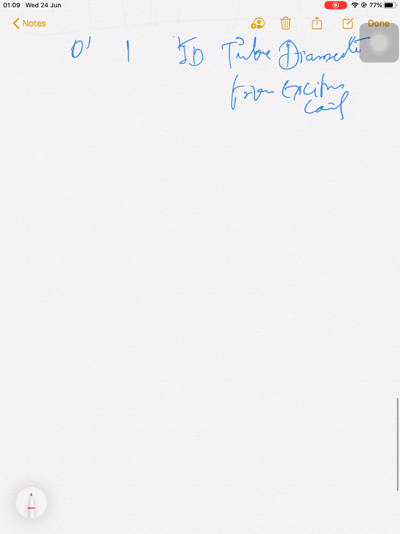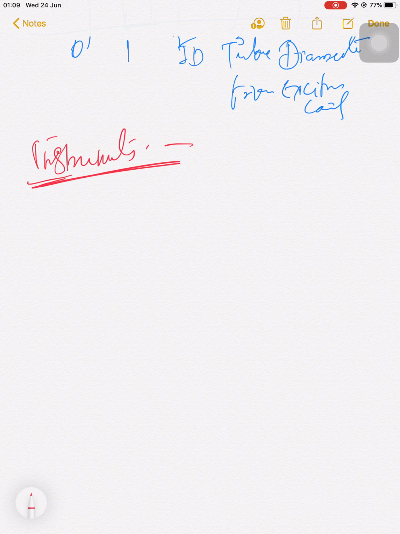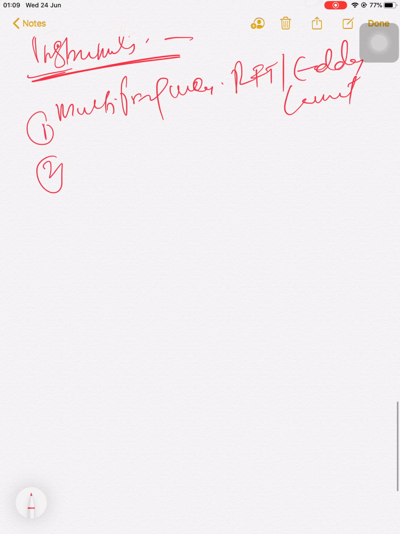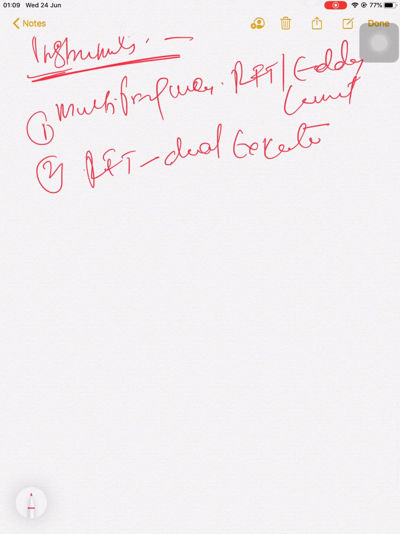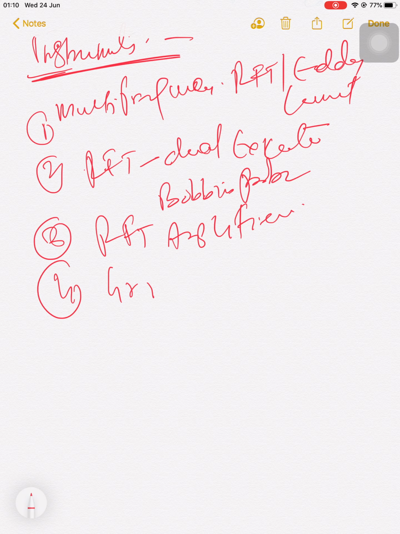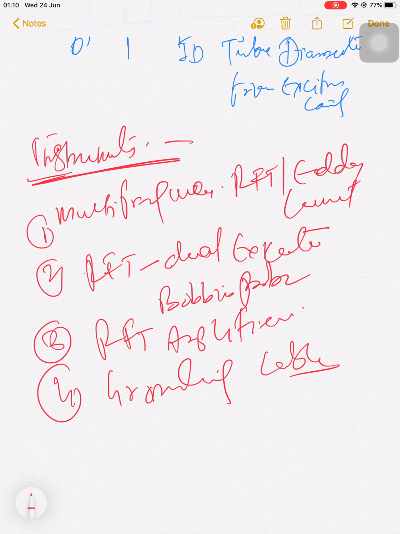So what instruments will be used? They will use instruments like a multi-frequency RFT or eddy current instrument, accessories, then an RFT dual exciter bobbin probe, third an RFT amplifier, and fourth a grounding cable.